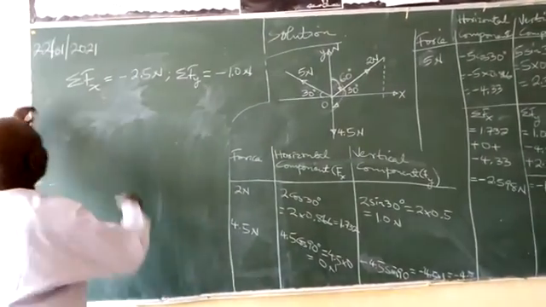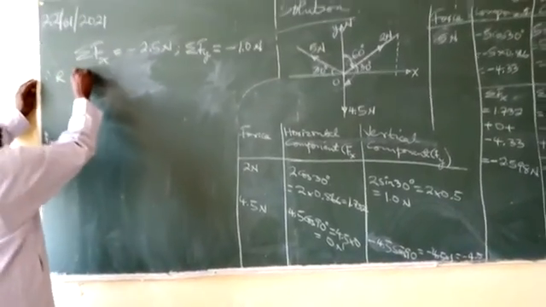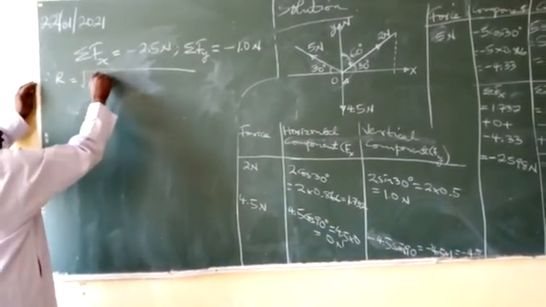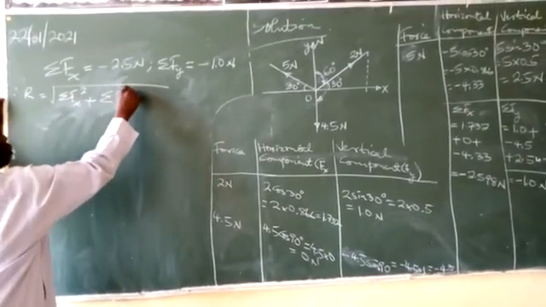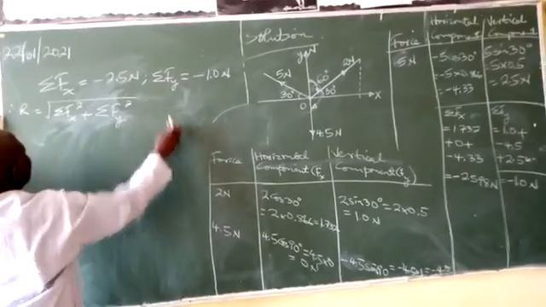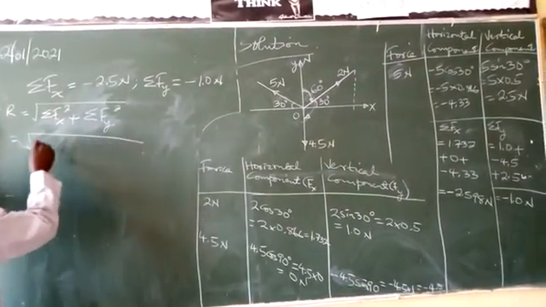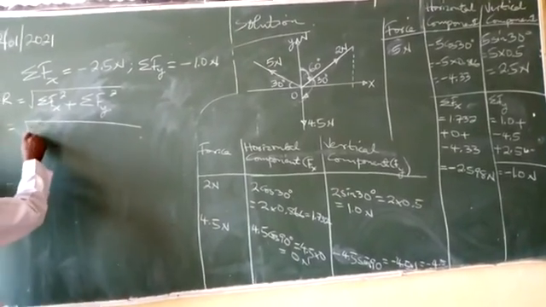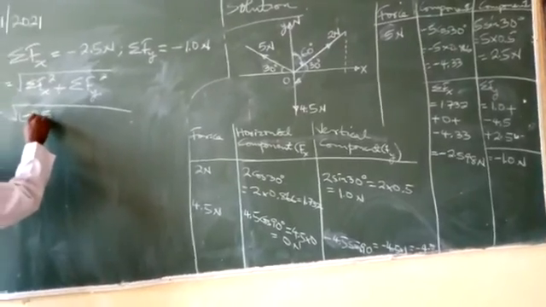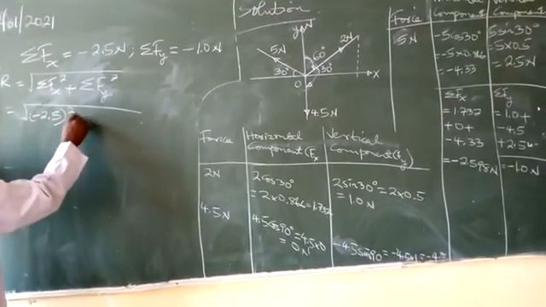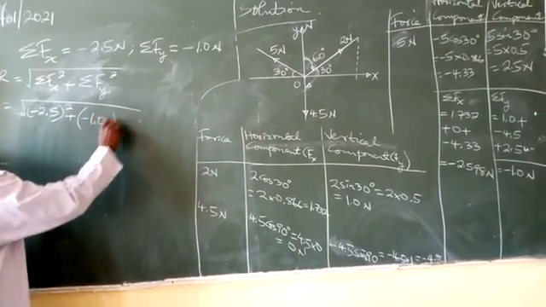Now, how do you find the resultant force? Therefore, the resultant force is the root of summation f sub x squared plus summation f sub y squared. That's from figure 1. So that is equal to the root of summation f sub x is minus 2.5 squared plus summation f sub y minus 1.0 squared.